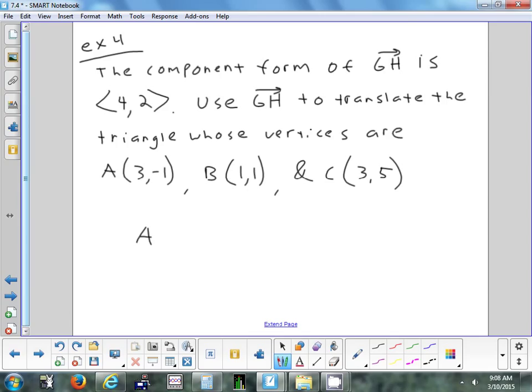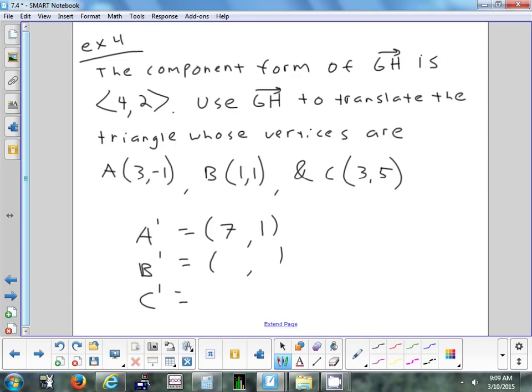All right, so for this one, using the vector they give me up above, <4, 2>, I want to translate A, B, and C using that vector. Okay, let's call the new points A prime, B prime, C prime. So if you translate A 4 units right and 2 units up, where would it be? Alyssa? Yeah, it would be at 7. So if you take 3 and you go 4 units to the right, that's 7. And if you're at -1 and you go 2 units up, it's at 1. (7, 1).